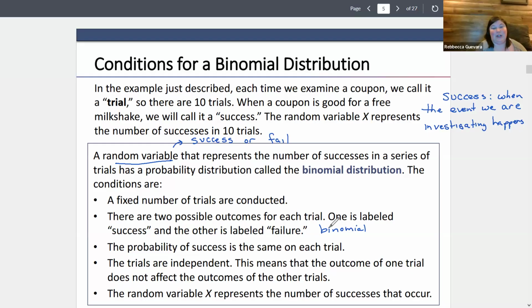The trials are independent. That means that the outcome of one trial does not affect the outcome of another trial. And the random variable X represents the number of successes that occur. So our random variable is always going to be successes. X is the random variable, the number of successes in N trials. So that is our random variable that we are recording, just those X's.